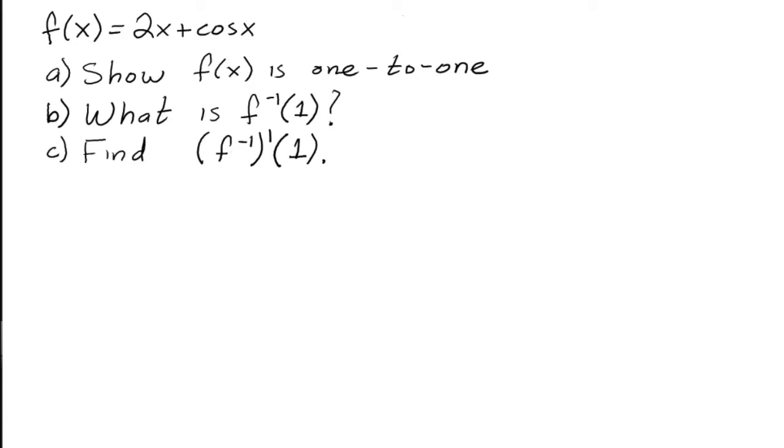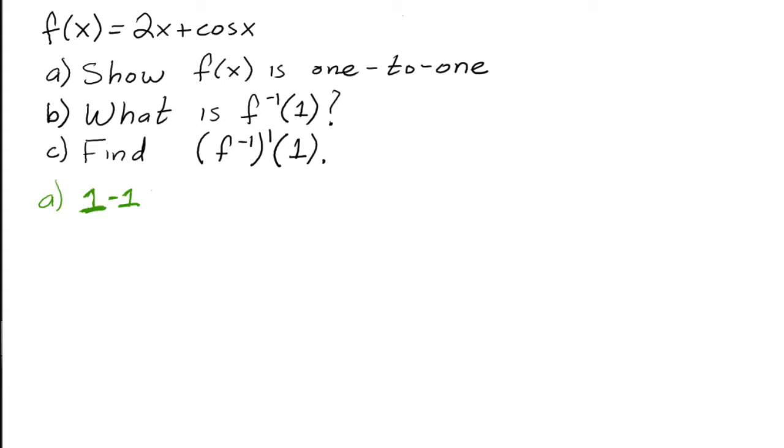So the formulas that we've seen are going to help us actually find these. The first thing is to show that it's 1-to-1. So remember, for a function to be 1-to-1, what that basically means is that if you have a y value, it can only come from one single x value.